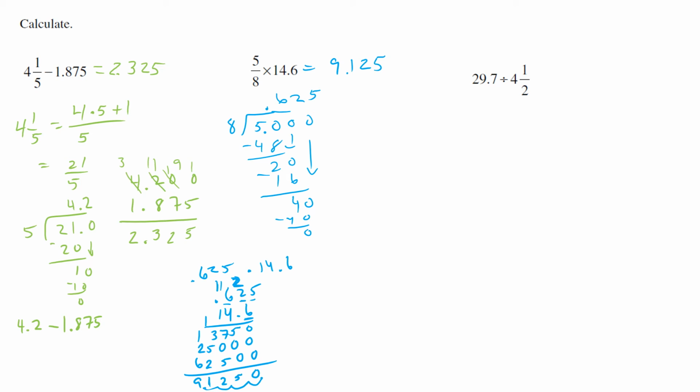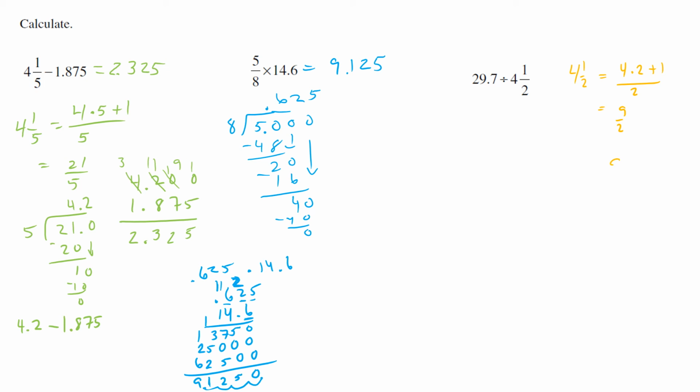Alright, and this last one here, we got 29.7 divided by 4 1/2. So again, we want to make sure that we're going to make them both decimals in this case, so that they're the same type of number. So I'm going to take my 4 1/2, multiply the whole number by the denominator, add the numerator. So this is going to give me 9/2. And then let's convert that to a decimal.